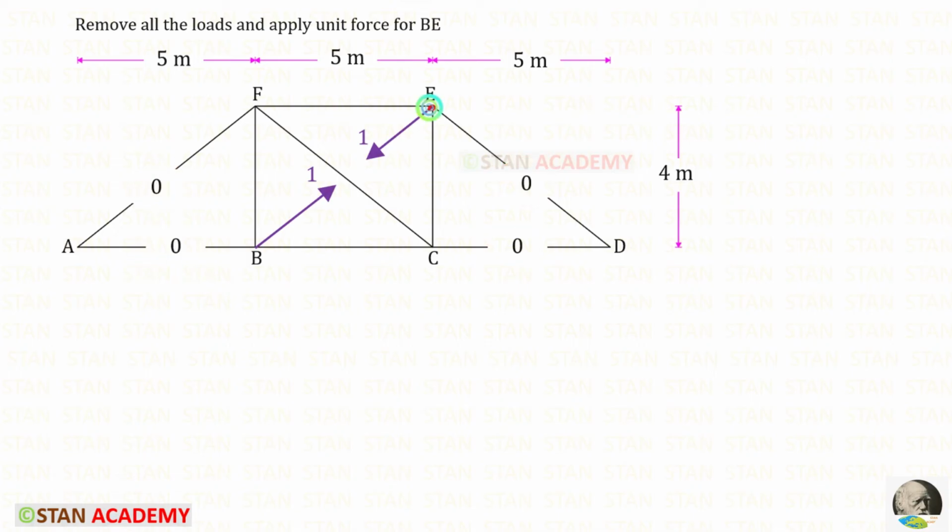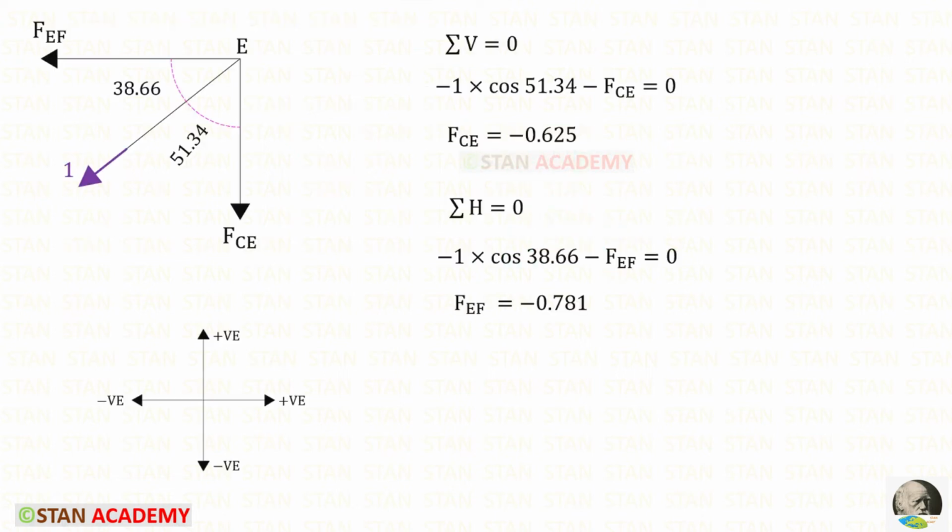Now let us take the joint E and find the member forces. ED is the zero force member, so no need to take that. First we have to apply this rule. The unit force is inclined. We have to resolve it in the vertical direction. To keep it vertical, we need this angle. So with the unit force, we have to multiply cos 51.34. It will be acting downwards, so it will be negative. FCE is acting downwards, so it is also negative. For FCE, we will get minus 0.625.